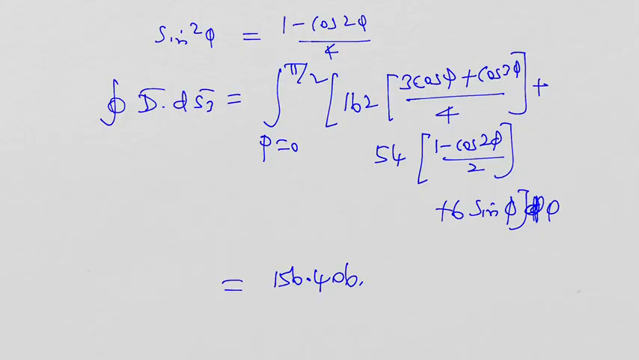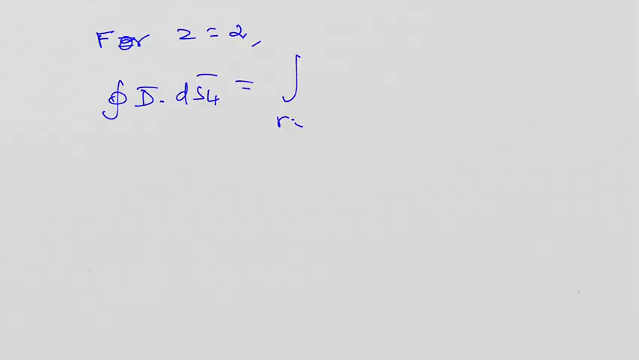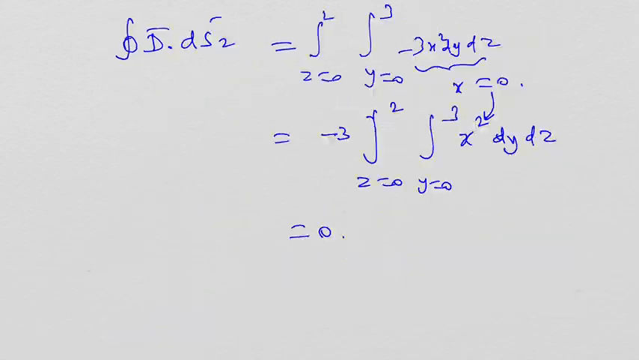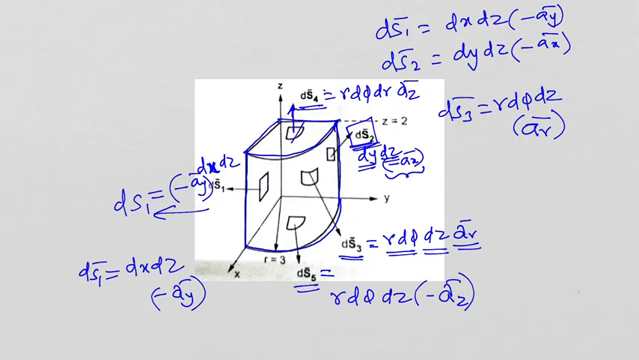So how many surfaces have we completed? Over first surface ds1, second surface ds2, third surface ds3. Now we move on to the fourth surface. In the fourth surface, I'm sure the z value will be equal to 2. So the surface integral of d dot ds4 will be with r varying from 0 to 3 and phi varying from 0 to pi by 2. The expression will be only for the fourth surface. Do you know where it is located? Do you remember? I think you would have noted down the fourth surface.